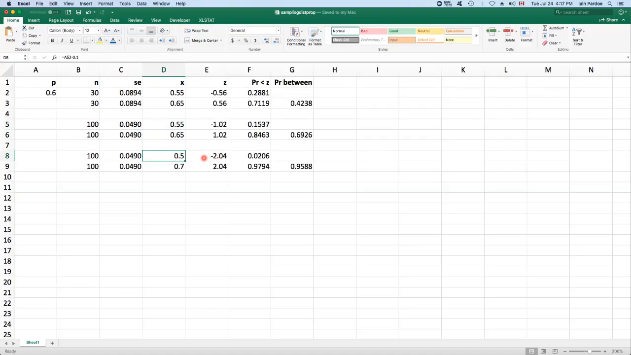So we go out further from the mean, so the standardized Z values will be further away from 0. And if they're further away from 0, the area to the left of minus 2.04 will be much smaller. And the area to the left of 2.04 will be bigger. And the difference between those two numbers tells us the probability in between. And that's going to be larger than the probability was when it was 0.55 up to 0.65.